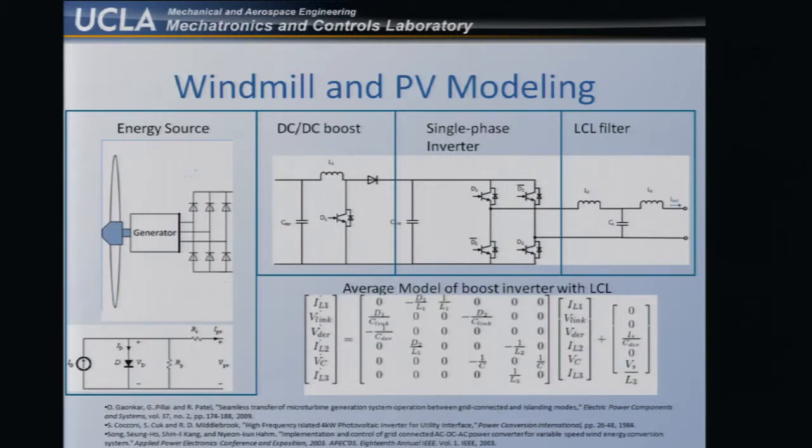The control variables are D1 and D2, those duty cycles. Although it looks like a linear equation, it's actually a nonlinear system because the control enters this matrix here. It's not on the right-hand side as is typical for linear systems. The other thing is that there are always these LCL filters that people use to buffer the DER from the power electronic circuit.